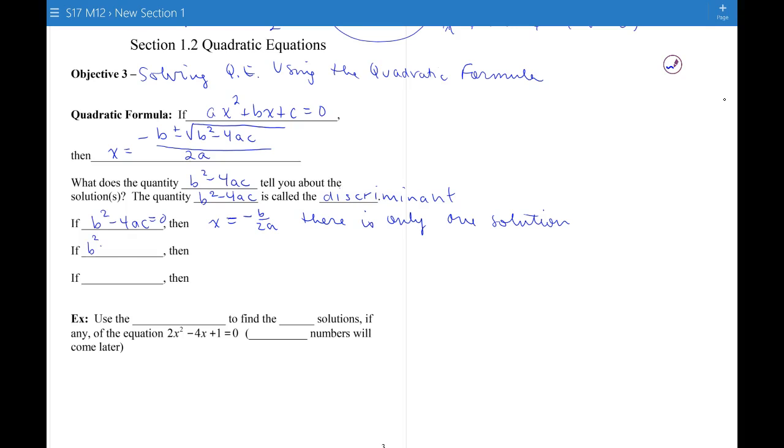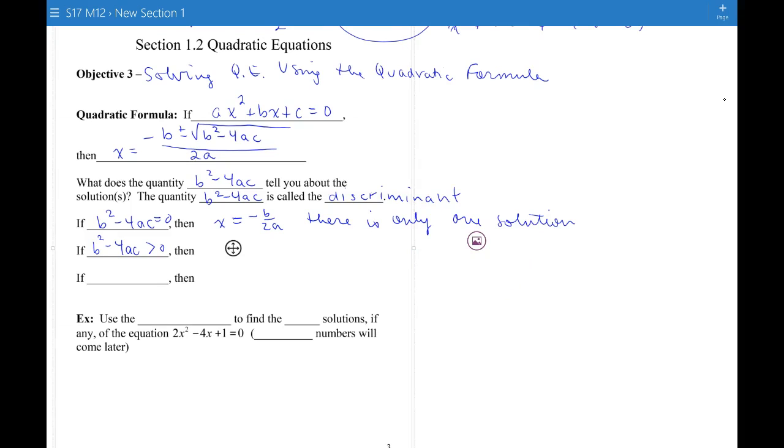So if b squared minus 4ac is greater than 0, then we have 2 solutions. And they're real solutions. They might be irrational, like that previous one we did with square root of 19, but they're real. And if b squared minus 4ac is less than 0, then we have 2 complex solutions, which we'll talk about later in a later chapter.